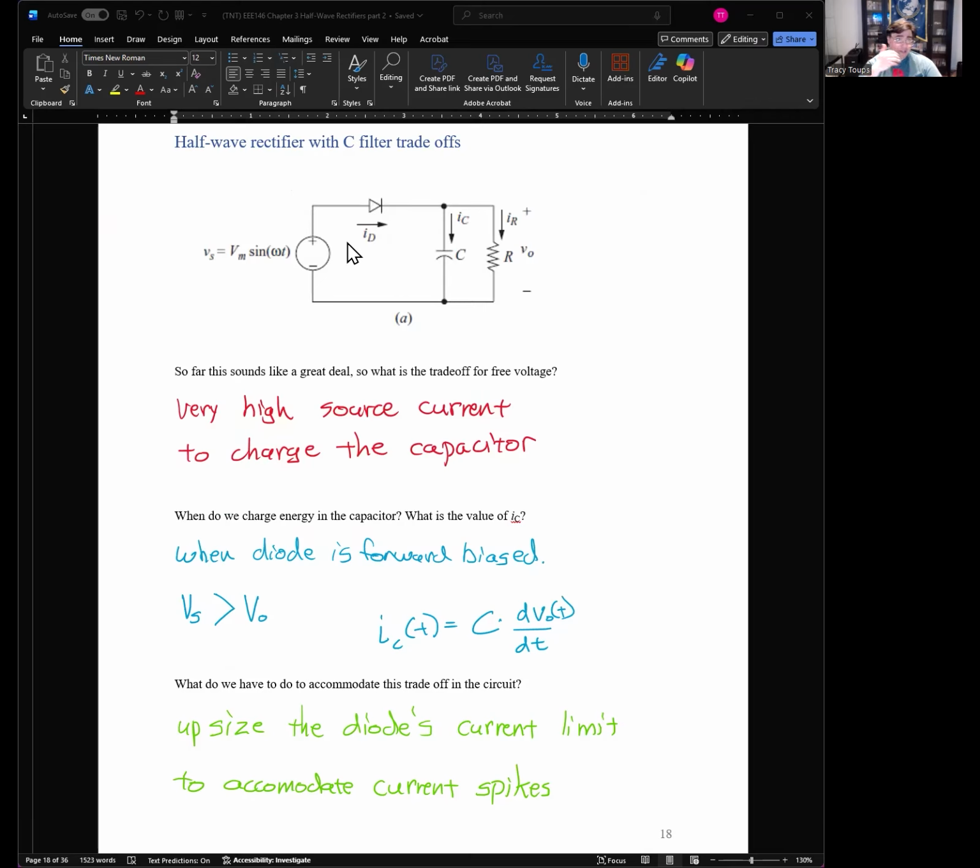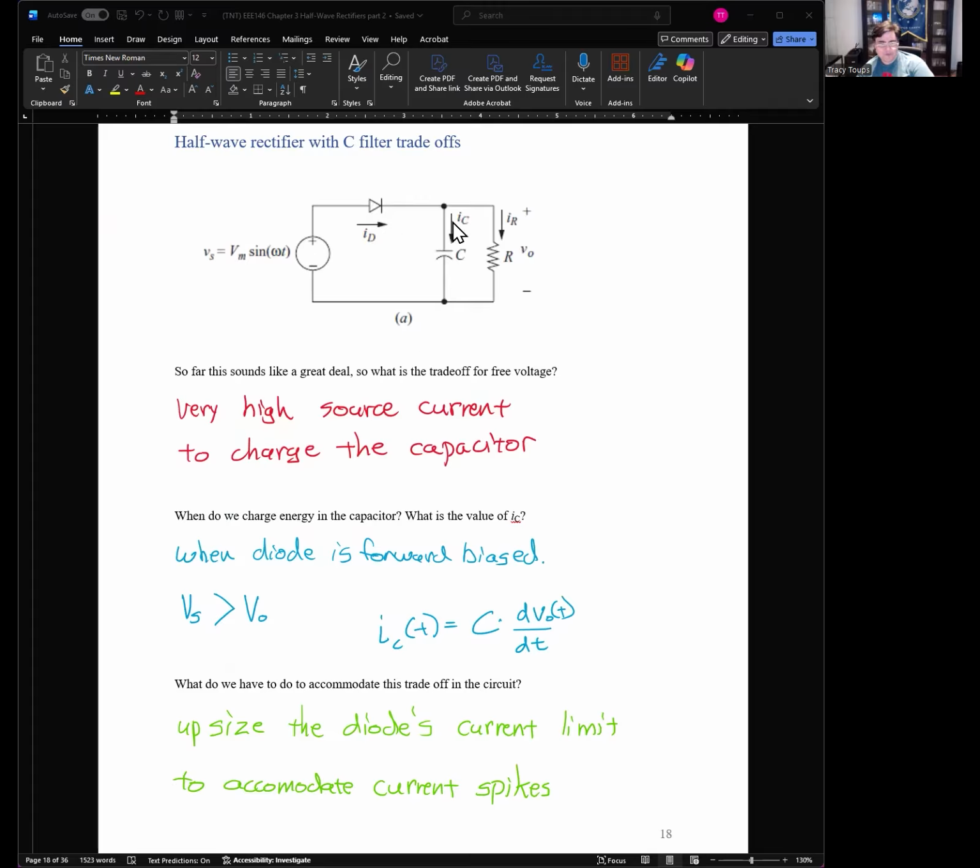If I initially thought I'm going to have 10 amps, but I'm really having 50 amps, some things in the circuit are going to have to change for that. Now, do we remember when we charge the energy in the capacitor? When the diode is forward biased. We just said that current flows through the diode, charges the capacitor, and powers the load. The source voltage is going to be greater than the output voltage. That's why the diode conducts.